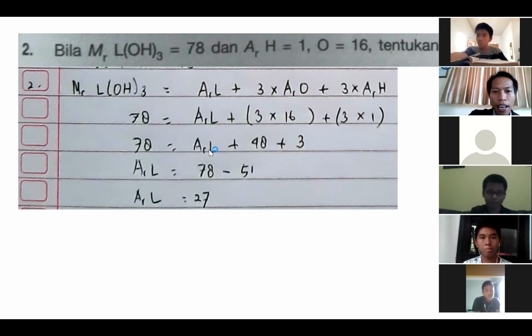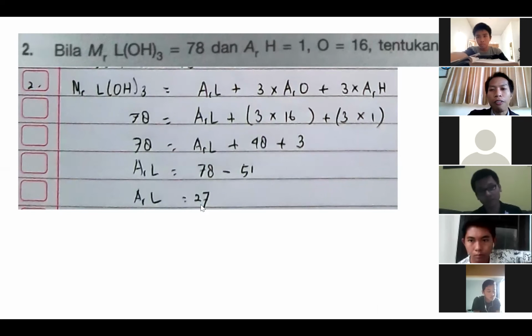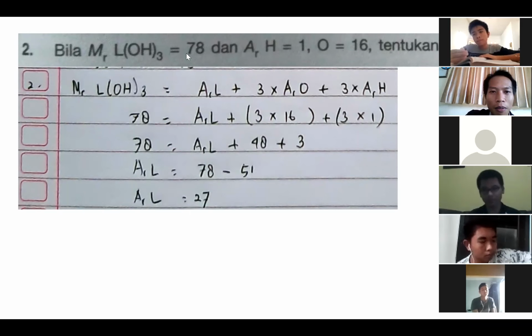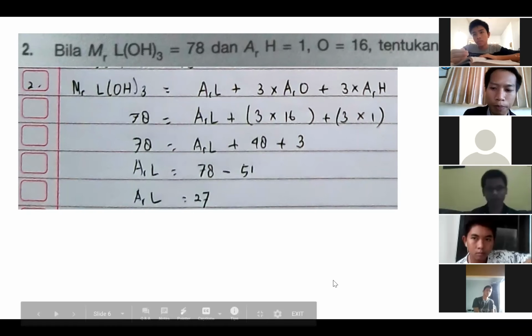So this is RL plus 48 plus 3 equal to 78, the relative molecular mass of this compound. From this, you will get that the relative atomic mass of L is equal to 27. When you go to the periodic table, you will find that this 27 is aluminum. So this L is aluminum. Later on you can check that the relative atomic mass of aluminum is 27. So it is very simple. You just find this relative atomic mass of L by doing this simple mathematical equation.